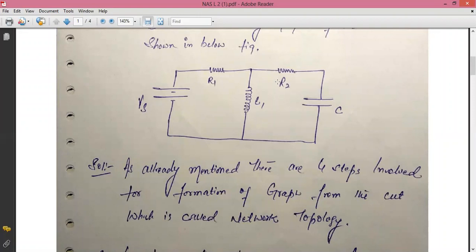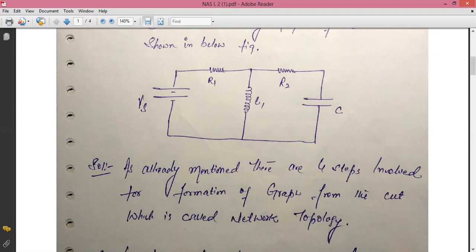So by adopting these four techniques, I have to convert a circuit into the graph by keeping all four points in mind. Number one, identify the node, mark the node. Number two, each branch will be represented by a bold line. Number three, voltage source if present, replace it by short circuit. And number four, current source if present, replace it by open circuit. Is it clear? Up till this point, is it clear to all of you? Yes, sir.